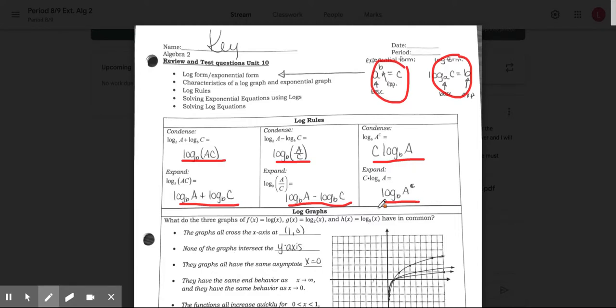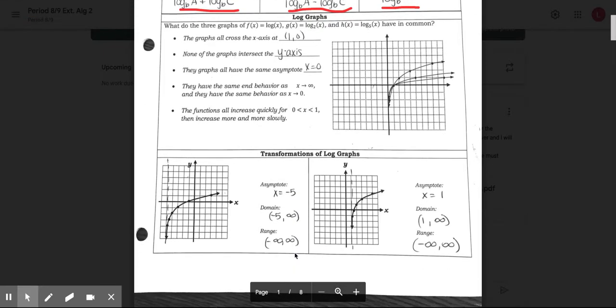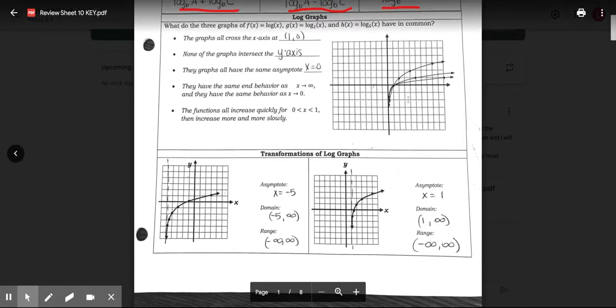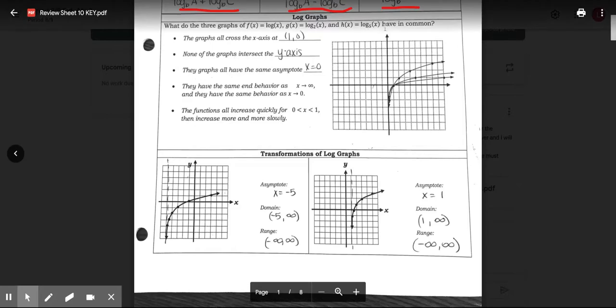Okay, then we have the graph of a log. So some characteristics that we need to know. Let's see if I can scroll here. Okay, so some characteristics that you need to know. So things like the x-intercept, the asymptote. So we can see that no matter what the base is of that log, we're still going to have an asymptote that is the y-axis, which is x equals 0. They're all going to hit the x-axis at 1 comma 0. Obviously, this is before any kind of transformations.